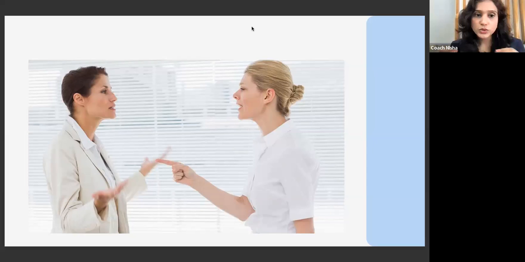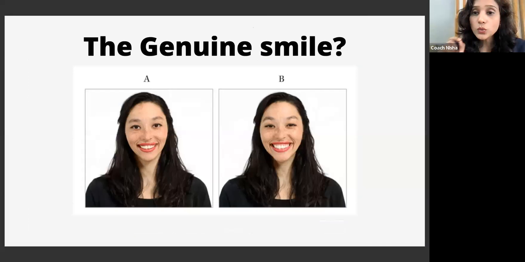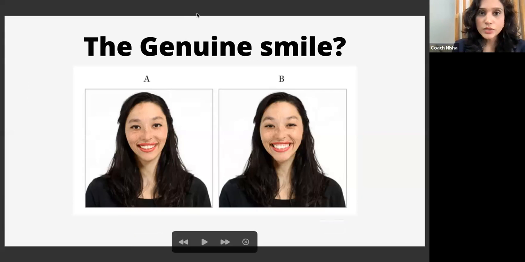Now, talking about body language once again, there are various things that we need to keep in mind. The first thing we are going to try and understand is facial expressions. Look at this: which one is the genuine smile, A or B?